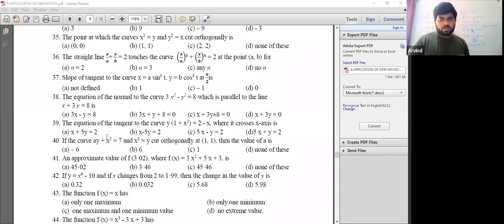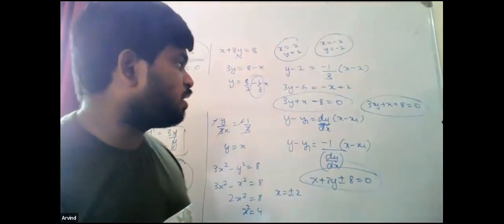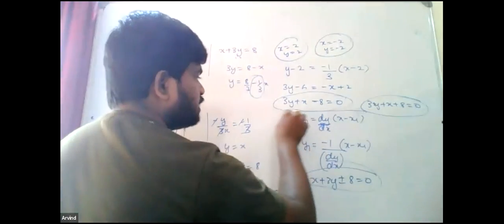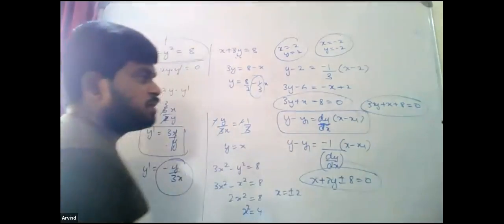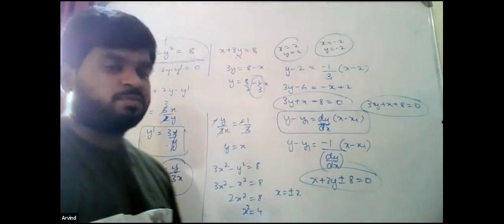I'll give it as a task for you. I've given you the formula already. Same stuff, you have to do it. This is the equation of the tangent: y − y1 = dy/dx × (x − x1).